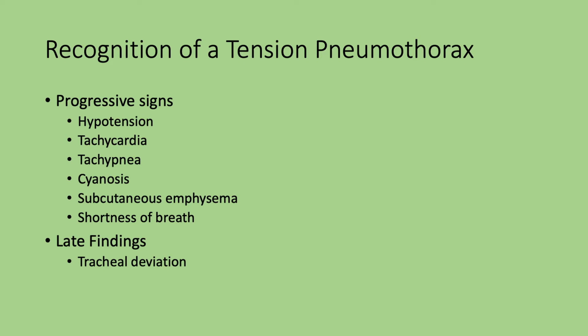Late findings are tracheal deviation. If you ask any PA student or medical student what the signs of a tension pneumothorax are, the first thing they always say is tracheal deviation. But tracheal deviation is a late sign. If you think about that, the trachea is firmly attached to the mediastinum. It takes a lot of force to push that trachea to the other side. So if you see tracheal deviation, it's a late finding of a tension pneumothorax.